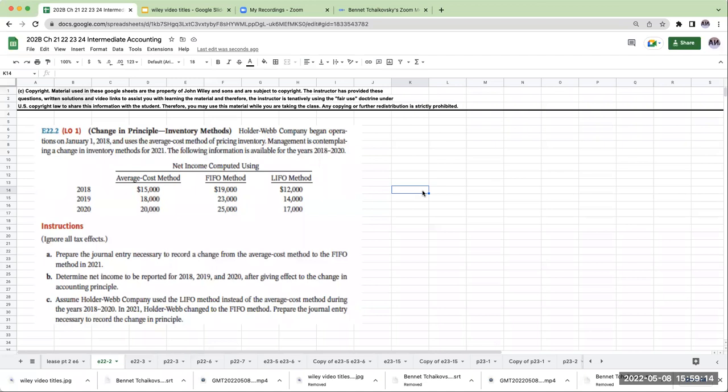Okay, so Holderweb began operations on January 1st, 2018 and uses the average cost method for pricing inventory. Management is contemplating a change in inventory methods for 2021. The following information is available for the years 2018 to 2020. So this is giving us net income under each one of these methods. And the first thing we're being asked to do is to prepare the journal entry necessary to record the change from the average cost method to the FIFO method in 2021.